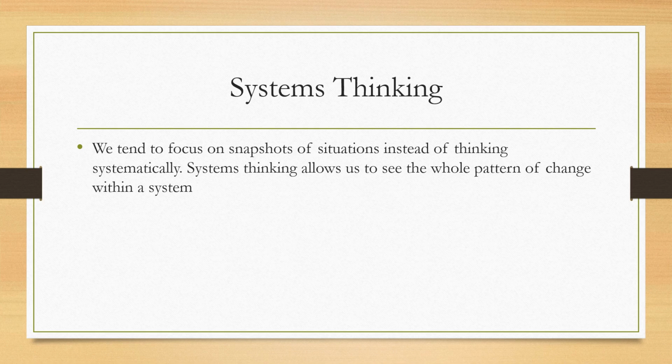Systems thinking is the conceptual framework that allows people to study an organization as bounded objects. It states that all characteristics must be apparent at once in an organization for it to be a learning organization. If some characteristics are missing, then the organization will fall short of its goal. We tend to focus on snapshots of situations instead of thinking systematically. Systems thinking allows us to see the whole pattern of change within a system.